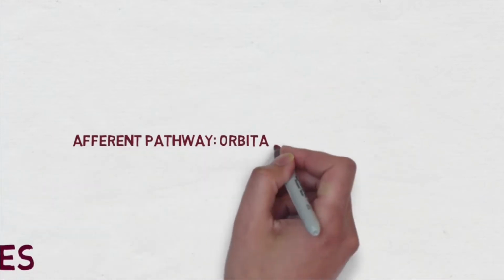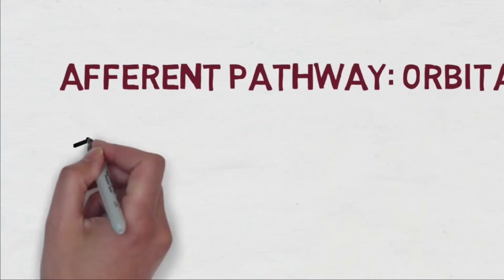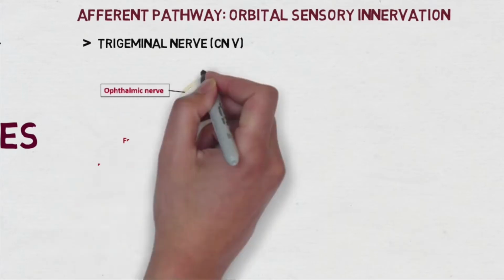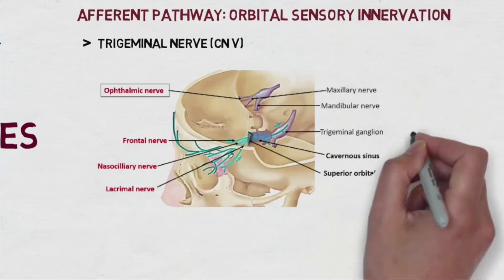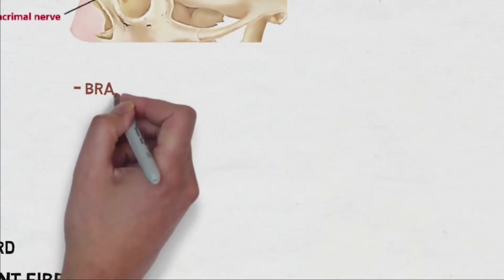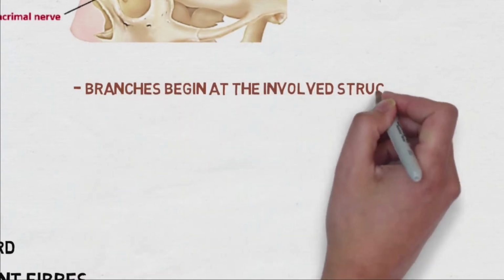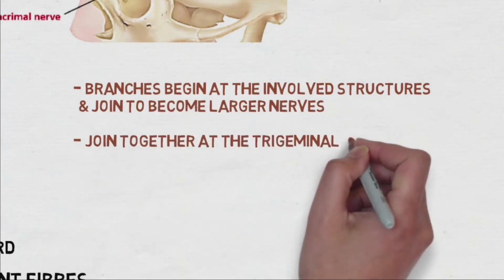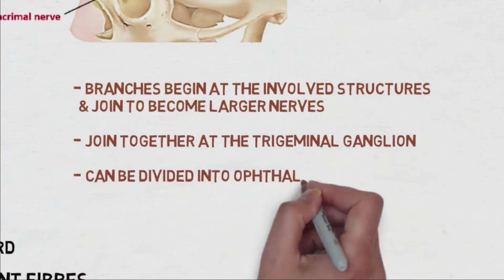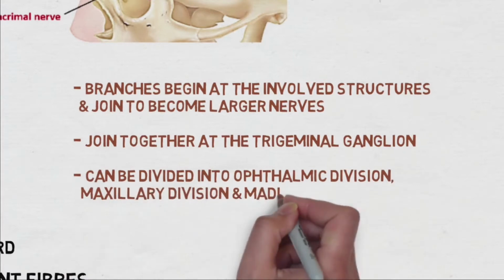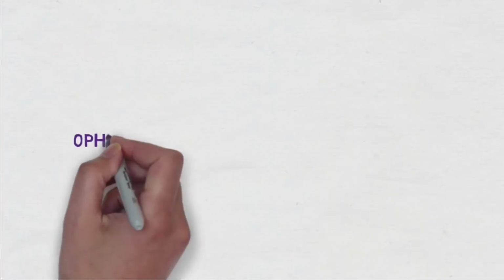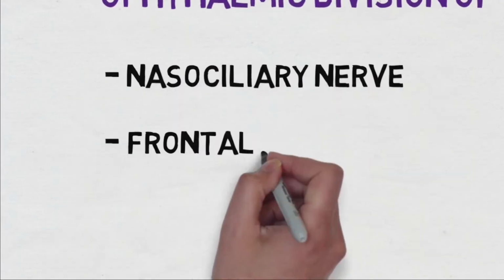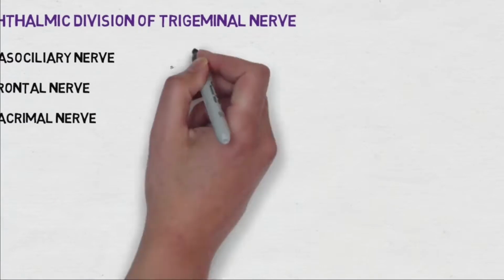The afferent pathway of the orbital sensory innervation involves the trigeminal nerve, which is cranial nerve number 5. The trigeminal nerve branches begin at the involved structures and join to become larger nerves at the trigeminal ganglion. They can be divided into the ophthalmic division, maxillary division, and also mandibular division. The ophthalmic division of the trigeminal nerve involves the nasociliary nerve, frontal nerve, and lacrimal nerve.